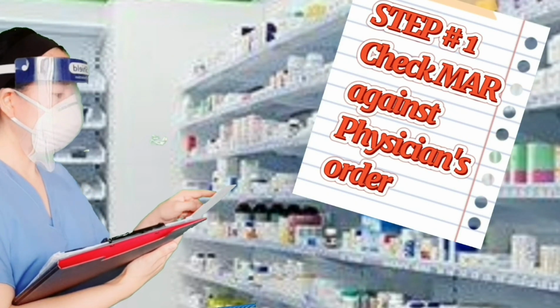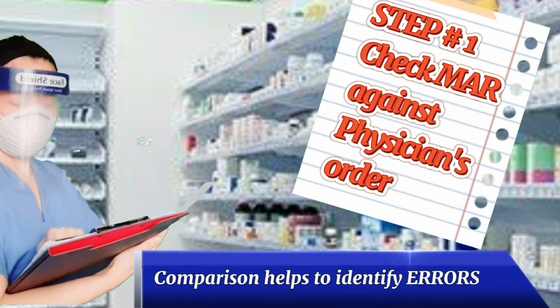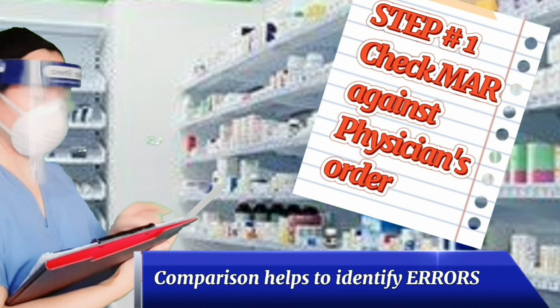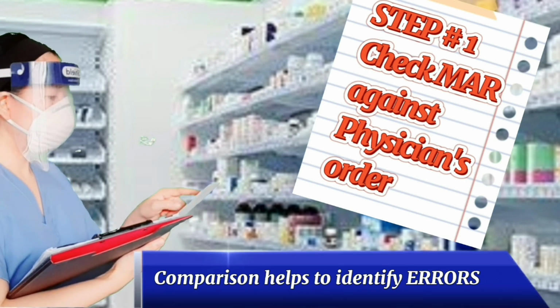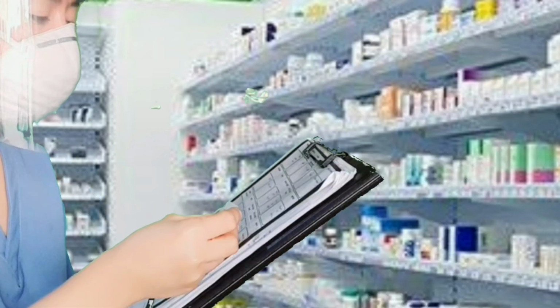Step 1. Check medication administration order against physician's order. Comparison helps to identify errors that may have occurred when orders were transcribed. Always remember, the physician's order is a legal record of medication orders for each agency.